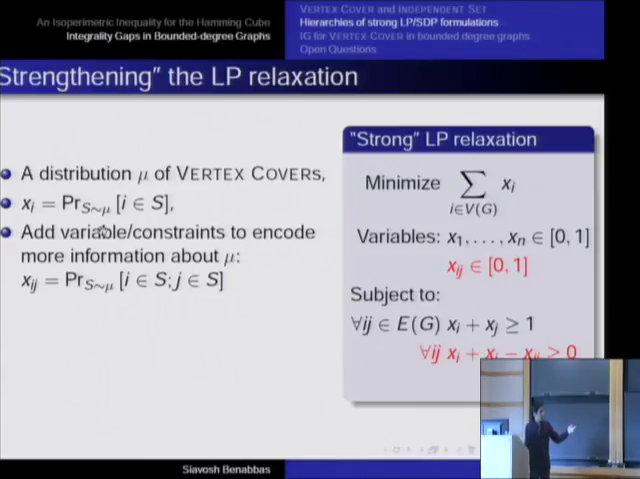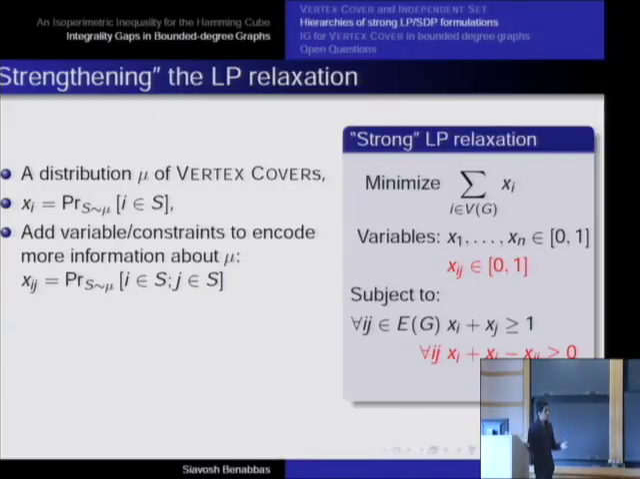And if I have these variables, it's easy to check that for all i and j, xi plus xj minus xij has to be positive. And the reason for this is that if xi is the probability that i is in the set, xj is the probability that j is in the set, and xij is the probability that they're both in the set, that value there is just, by inclusion-exclusion, the probability that at least one of them is in the set. So it's a probability, it has to be positive. So I can add this as a constraint.